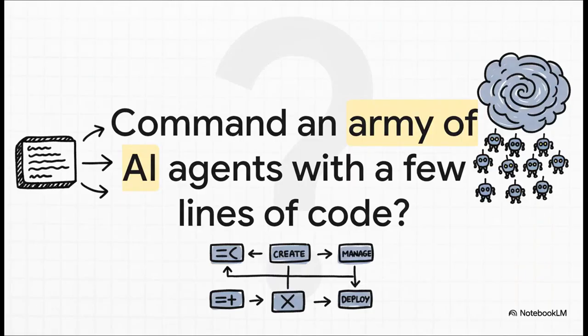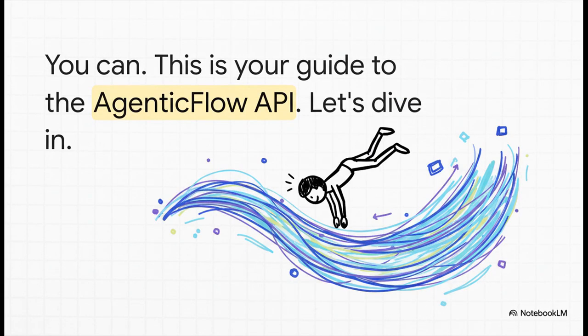So let me ask you something. What if you could command an entire army of AI agents with just a few lines of code? I'm not talking about simple scripts. I mean, what if you could programmatically create, manage, and deploy agents to handle really complex, multi-step jobs automatically? Well, guess what? You absolutely can.